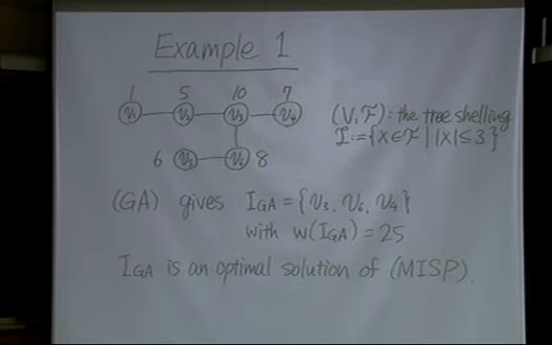So in this case, the greedy algorithm will output V3, V6, V4, and this weight is equal to 25, and this is the biggest one. So this is an optimal solution of the problem. In this case, the greedy algorithm goes well.